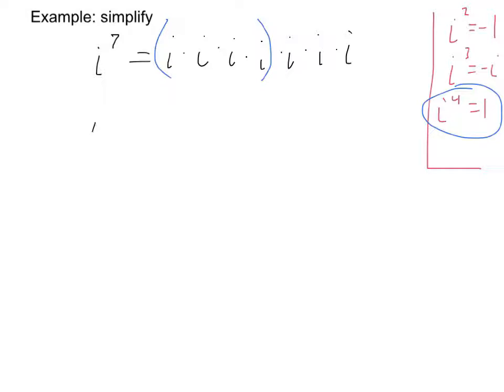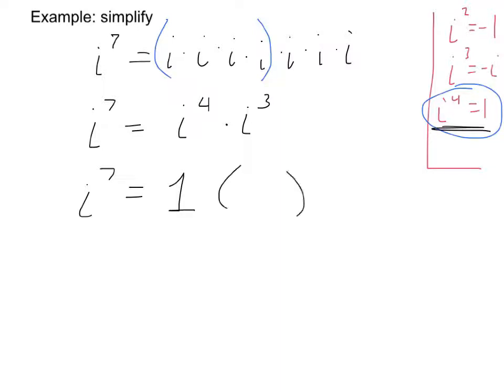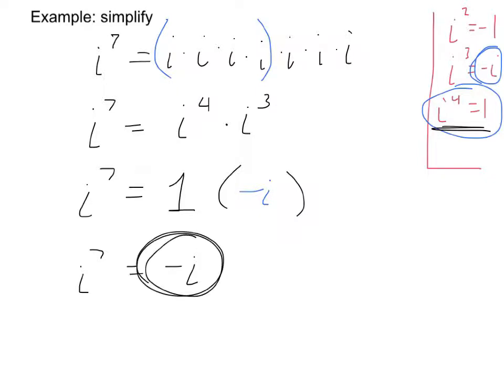I'm looking at i to the 7th here saying, well, wait a minute. This is basically i to the 4th power times i to the 3rd power. And what that means is i to the 7th is 1, because that's what i to the 4th is, times, well, what is i to the 3rd? We know over here that i to the 3rd is -i. This tells us that i to the 7th power is equal to -i. And we're done. We've simplified it. i to the 7th is -i. We win.